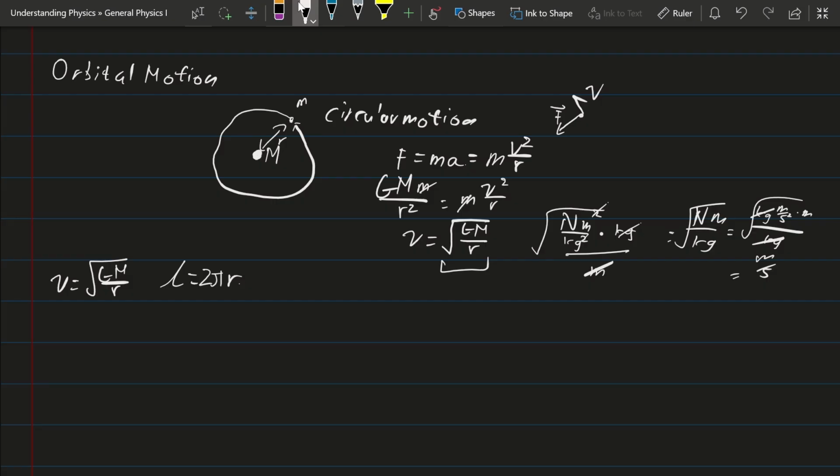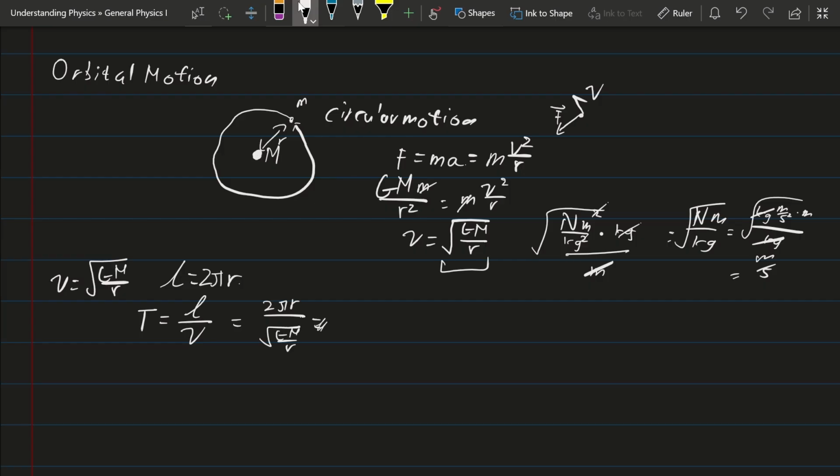So the way that you will know how long it will take for an object to do one full cycle is what we call the period. So the period, big T, will be the length over the velocity. This comes from the distance equals the speed multiplied by the time, and then you do some arithmetic rearrangement. And so trying to write this down, we would figure this out to be 2 pi r over the square root of GM over r.